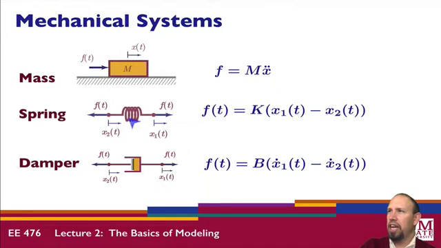A spring satisfies Hooke's law, so the force is proportional to the stretch of the spring, x1 minus x2. The damper has a similar relationship. We have some constant times the difference in velocity between the two ends. Okay, so these are the basic mechanical components. There's actually a lot of similarity between these basic mechanical components and the passive electrical components that we've shown you.